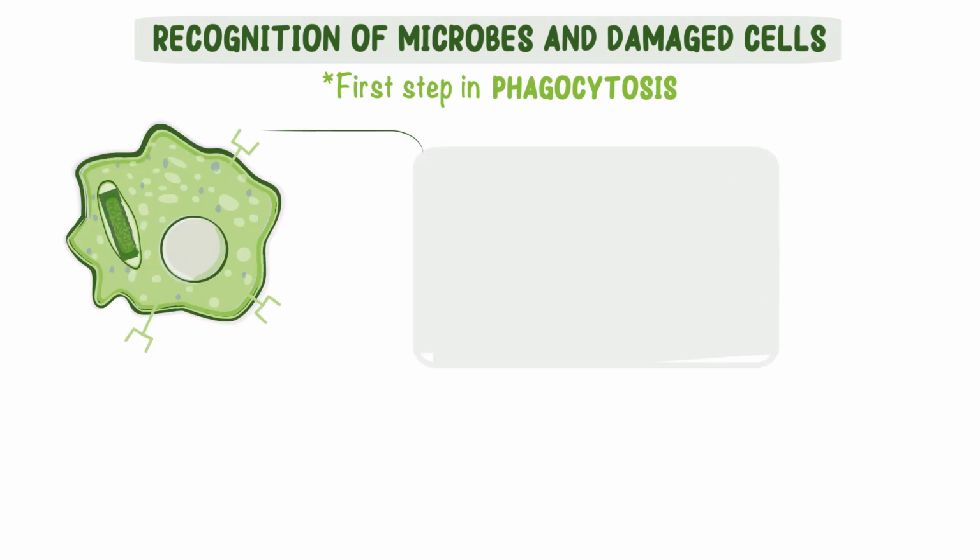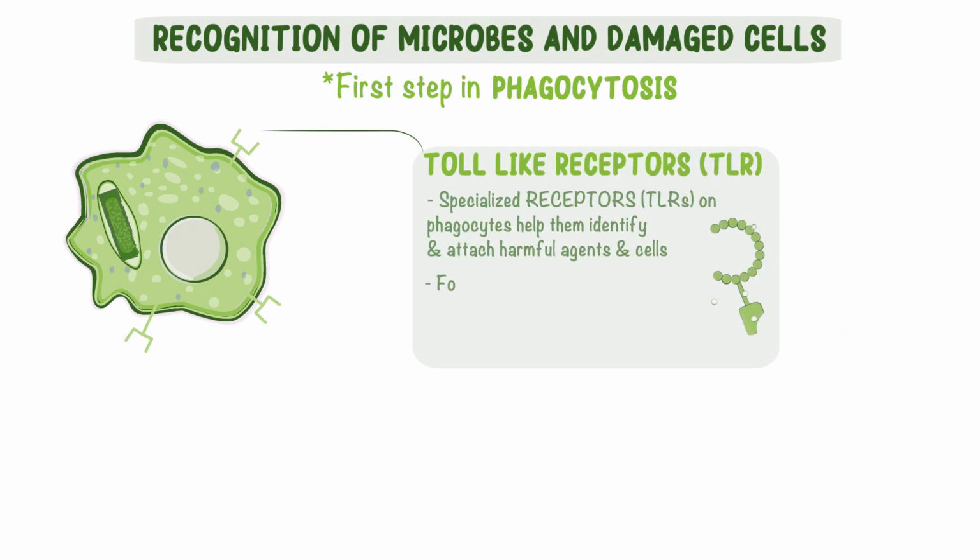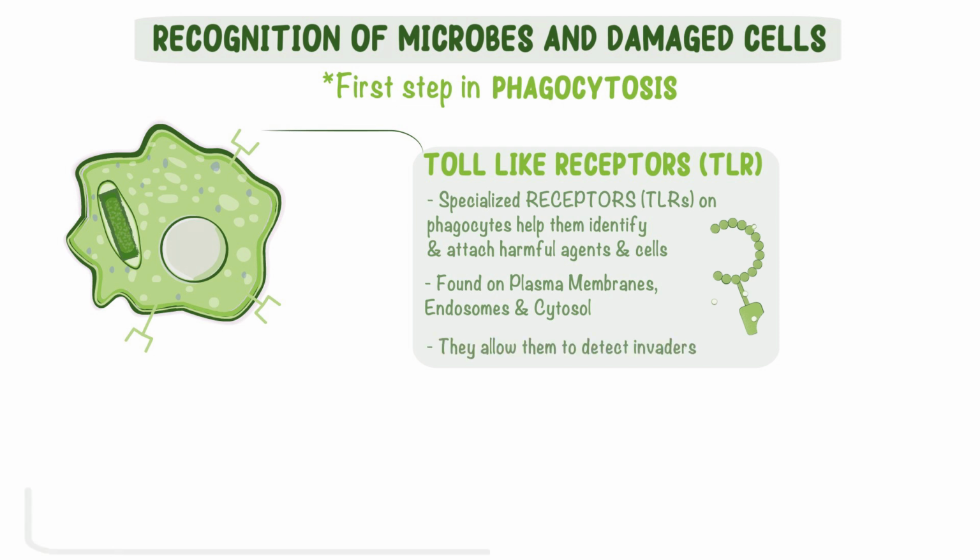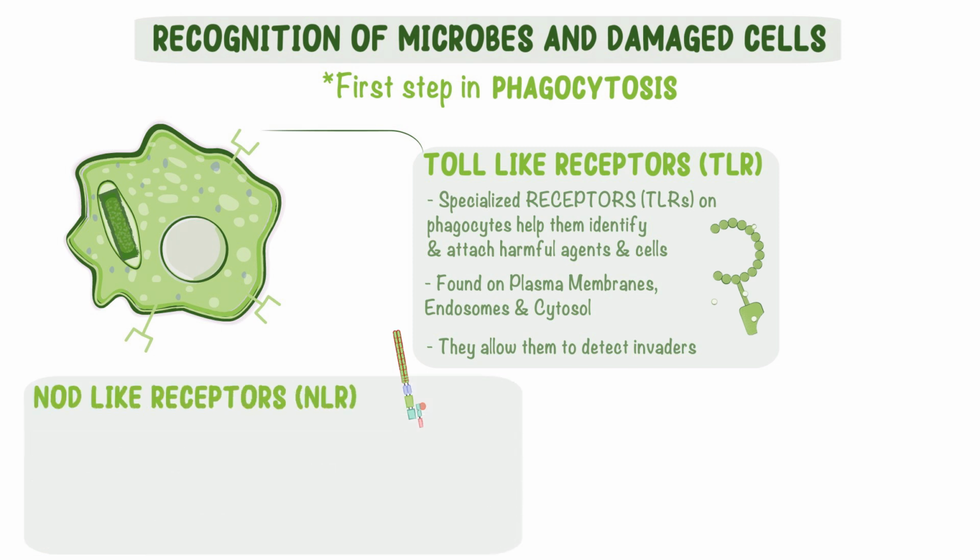Let's understand how our cells recognize harmful microbes and damaged cells, which is essentially the first step in phagocytosis, which we'll discuss after this. Our cells have specialized receptors, like toll-like receptors, that act as early warning systems. These receptors are found on different parts of the cell, including the plasma membrane, endosomes, and cytosol, allowing them to detect invaders no matter where they are. Our cells also have NOD-like receptors or NLRs that detect internal danger signals like uric acid and ATP, which come from our own damaged cells.